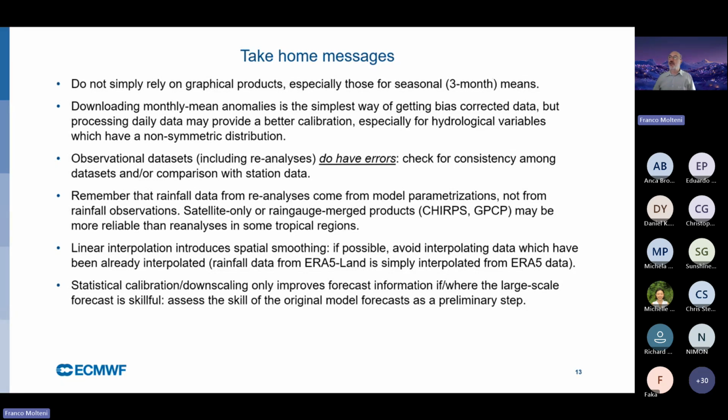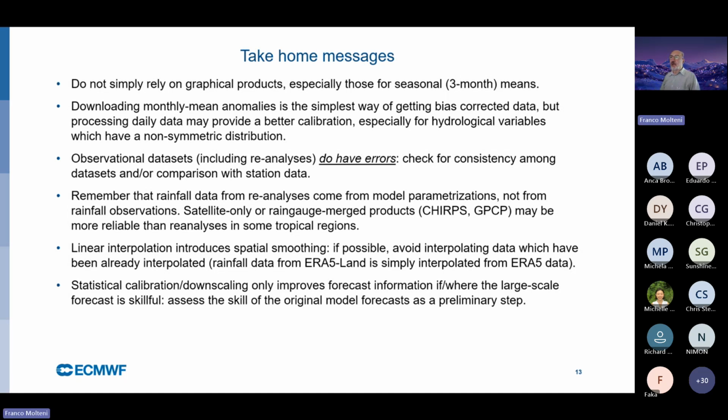You can do that by, for example, checking the consistency in the variability among different data sets, or if you have station data, you can actually compare the values with station data. So if you are calibrating against an observational data set that has a poor correlation with your actual observed data, then of course you will not add any useful information.